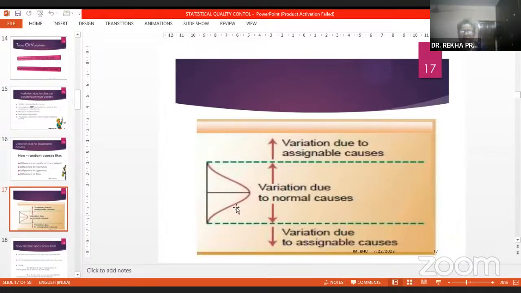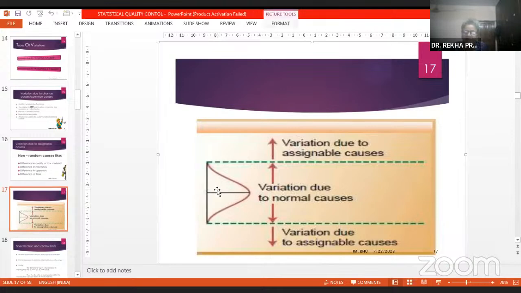Yes, I can read. See, this curve is known as the normal curve. Here mean is equal to mode is equal to median. All three are equal, and this is a symmetric curve. 50% lies below the mean and 50% above.